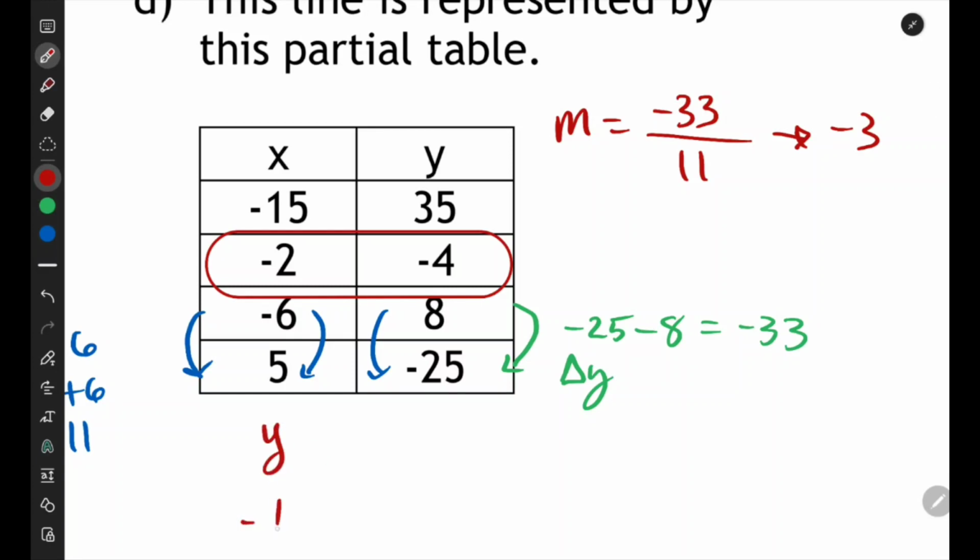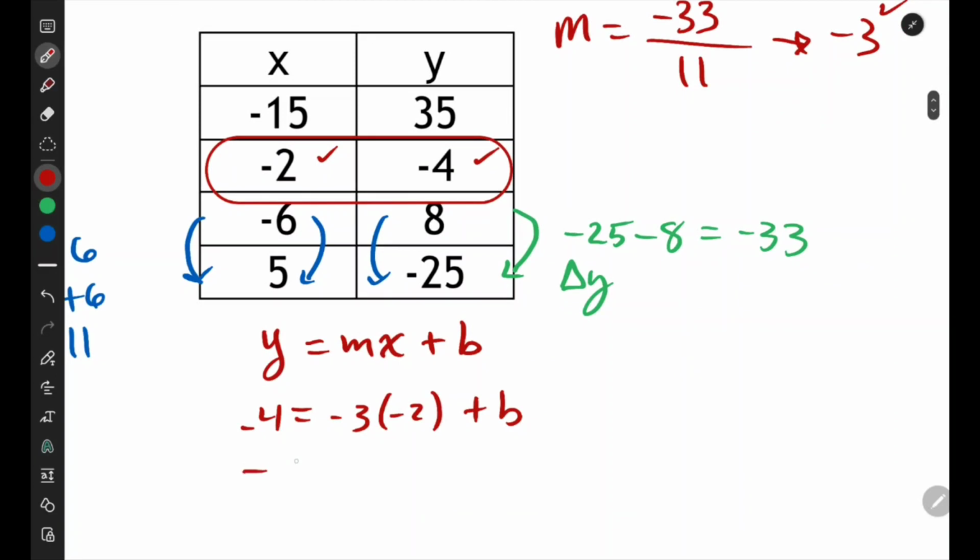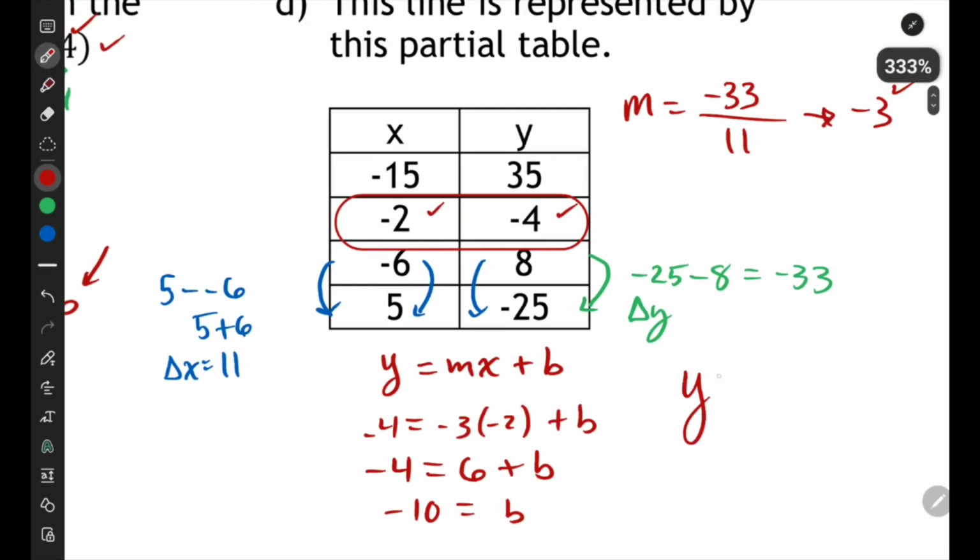My y value is -4. Equals my slope value, which is -3, and I'm going to multiply that by my x value, which is -2. So y equals m times x, and then plus b. So I've got -4 equals +6 plus b. And if I take away 6 from both sides, -4 minus 6 is going to give me a y-intercept of -10. So I believe the equation of this line is y is equal to -3x minus 10.